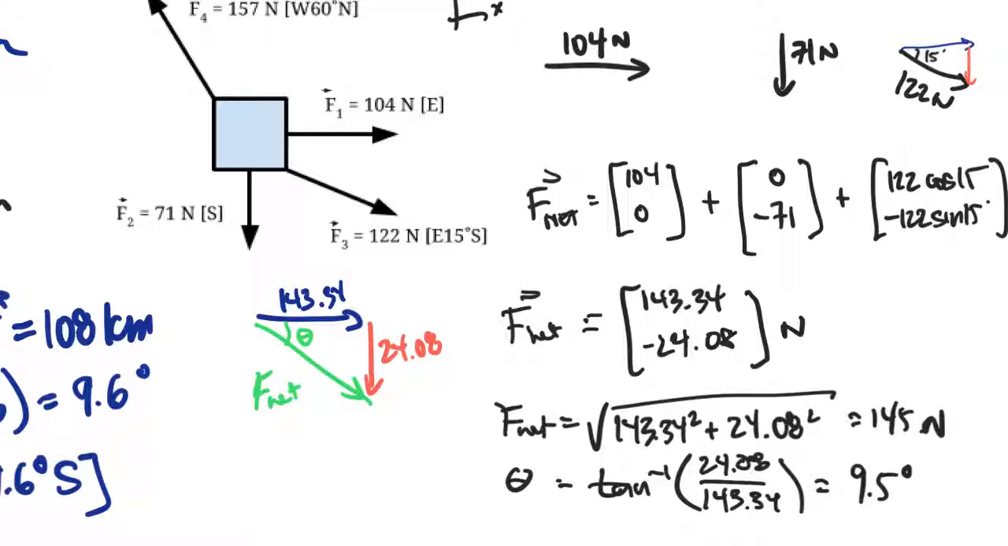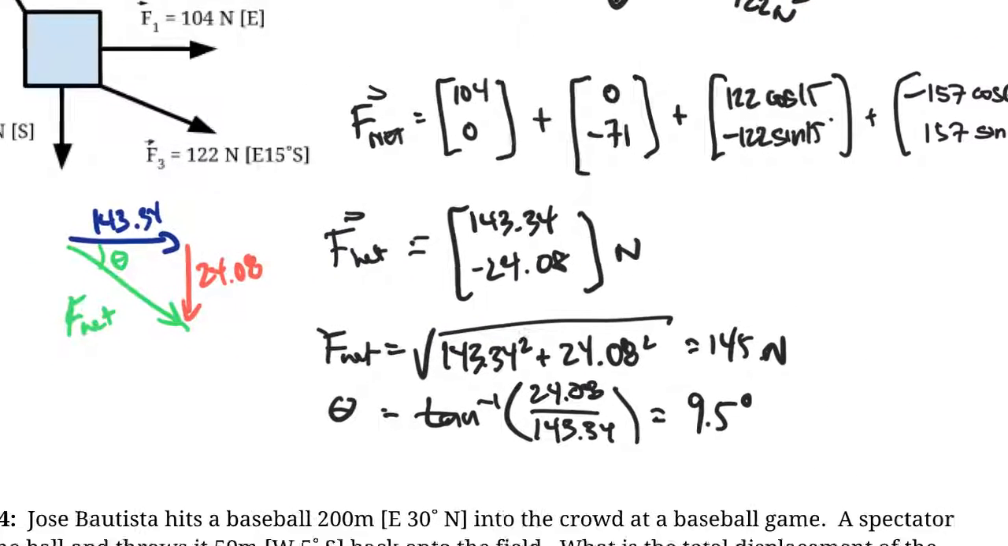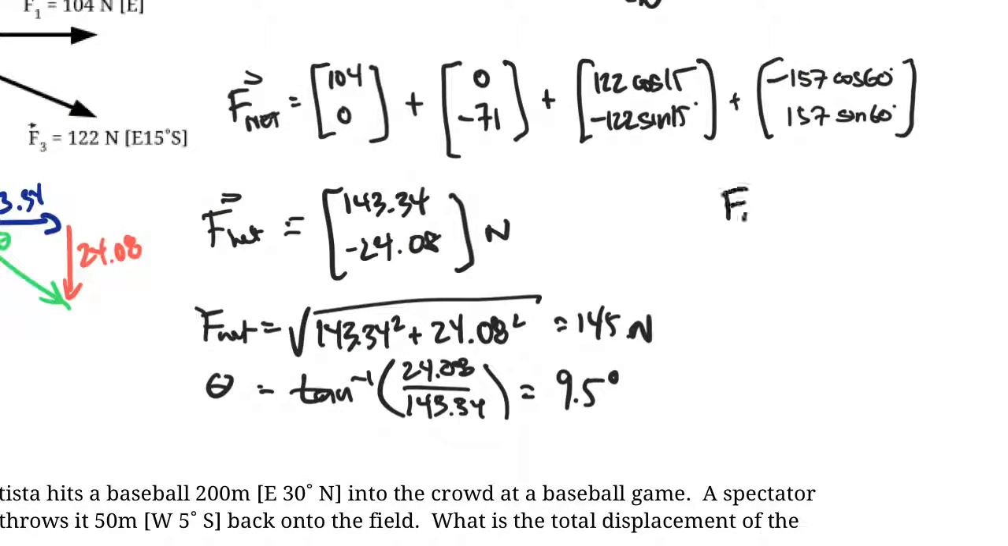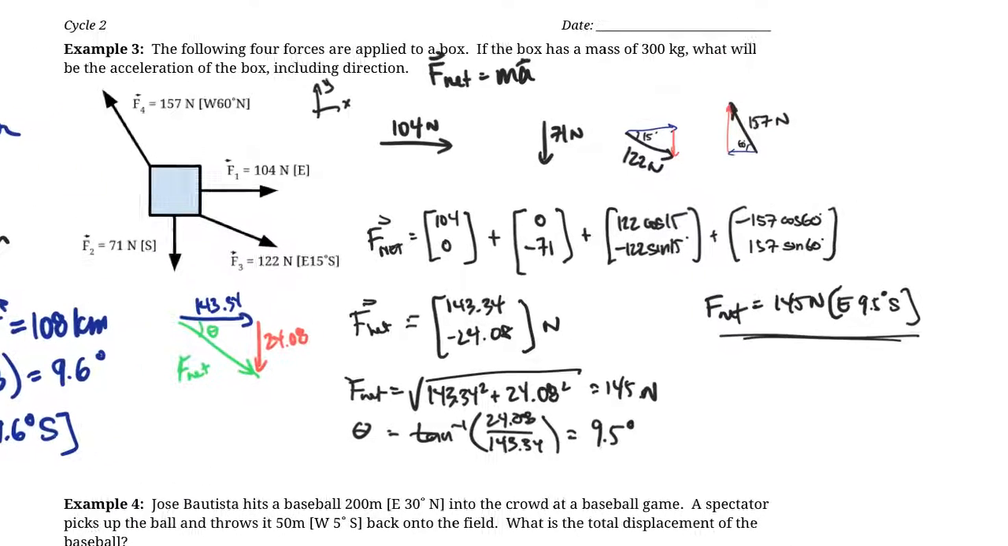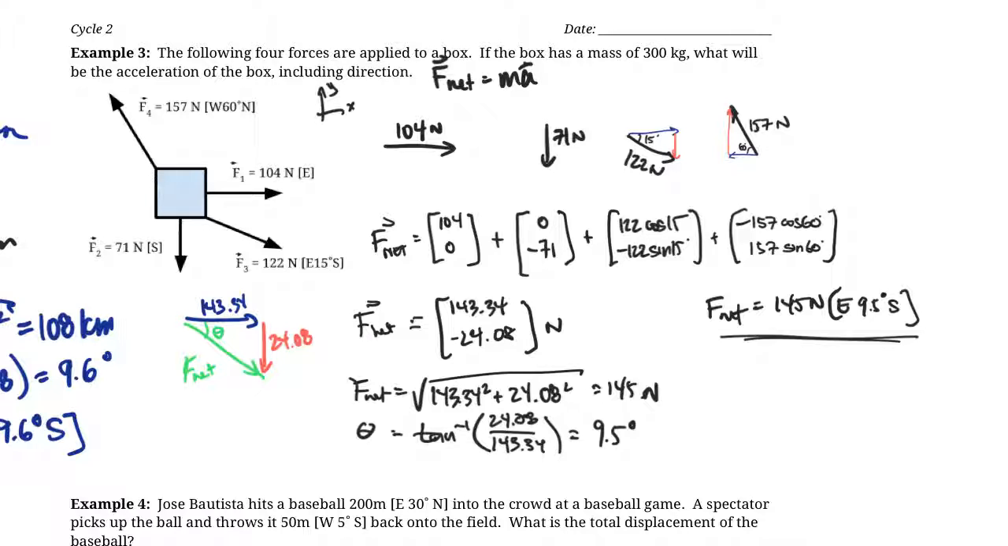It's because this force is pulling it very much to the right. These forces are both pulling it very much to the right, so the angle isn't that big. It's almost pulling the box straight to the east. So the answer for F net equals 145 newtons, and it's east 9.5 degrees south. So there we go. We found our net force acting on the box. All those forces combined equal that one force, the equivalent of one force pulling it down to the right with a force of 145.